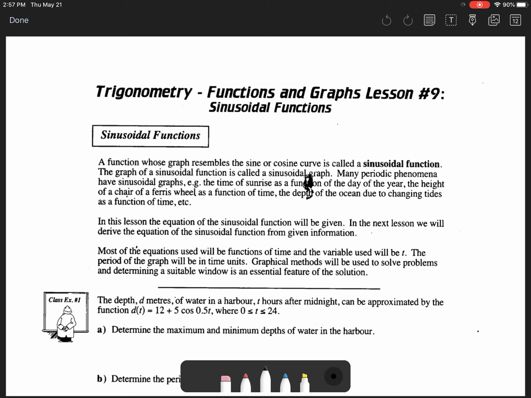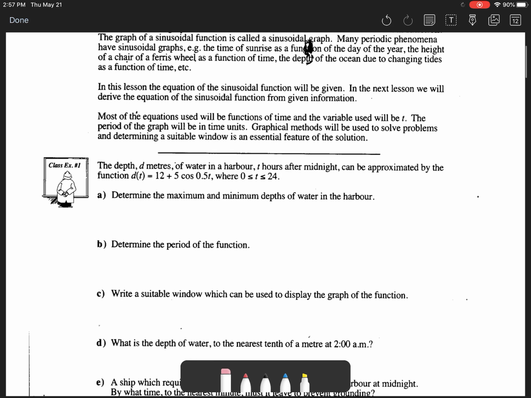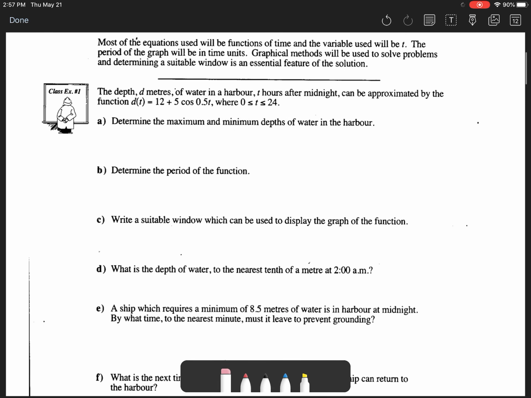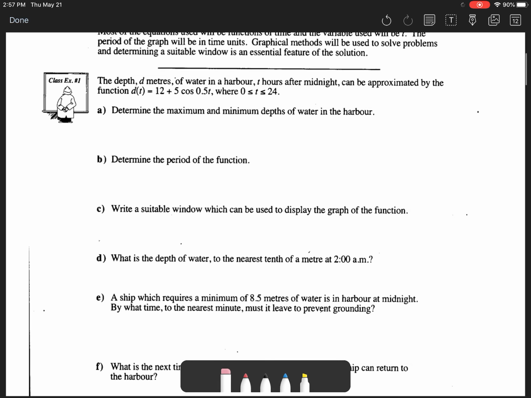So in this lesson, the equation will be given. In the next lesson, like I mentioned, we will have to come up with the equation. Most of the equations will be functions of time, and the variable t will be used. The period of the graph will be in time units. Graphical methods will be used to solve, and determining suitable windows is an essential feature of this situation. So you'll see what that means here as we move forward. I'll explain that to you and you'll see the portions of the questions that deal with that.